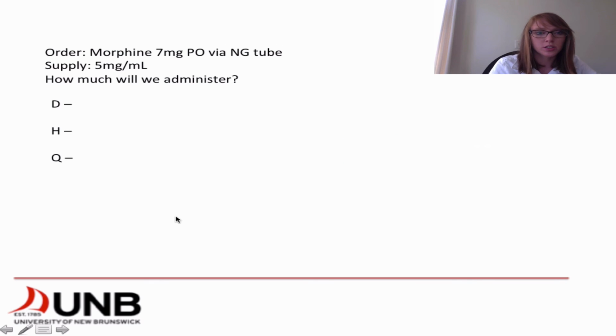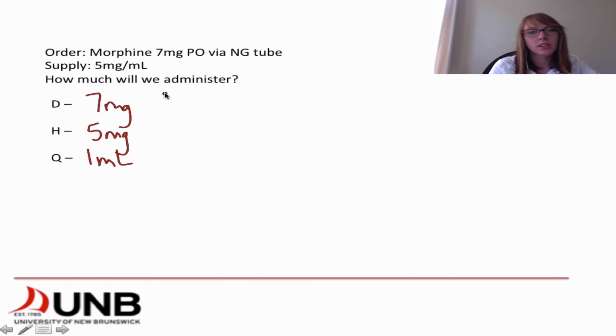Okay, next question. We want to give 7 milligrams via the NG tube. So 7 milligrams PO of morphine via the NG tube. That's our desired dose. How much do we have? We have 5 milligrams, and that's per 1 mil. So this is our desired, this is what we have, this is our quantity.